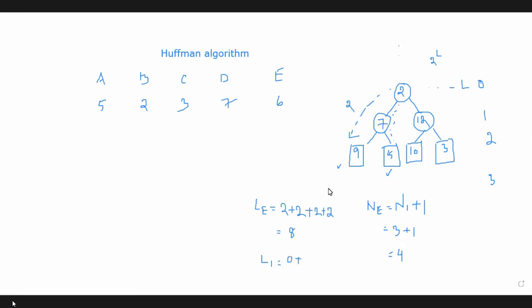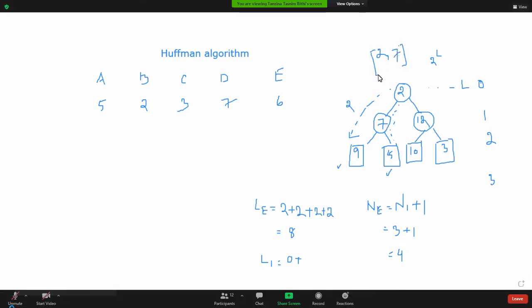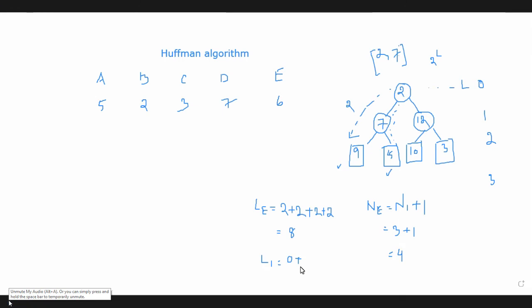What about 7? This is another internal node. If we start from the root node, there is only one edge, and the path sequence is 2, 7. That's why the path length of 7 is 1. What about 12? It's on the same level, so its path length is also 1 because there is only one edge. So now the summation of the path lengths of all the internal nodes is 0 plus 1 plus 1, which is 2.